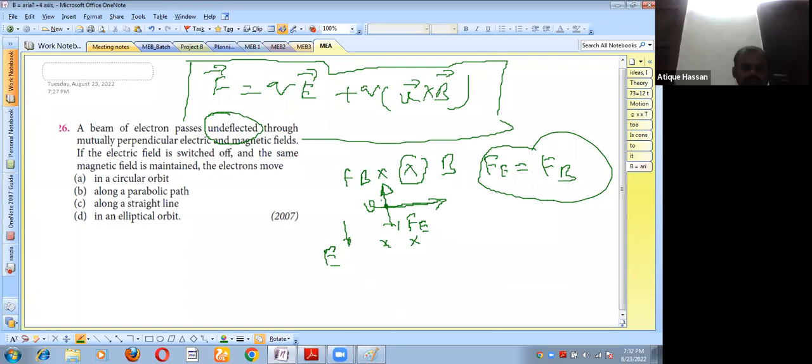Now what happens if the electric field is switched off? Then we only have the magnetic field. Since the electrons have some velocity, they will move in a circular path. If the electric field is switched off, the force will be unbalanced and the magnetic force will act. Yes, that is correct. Got it?